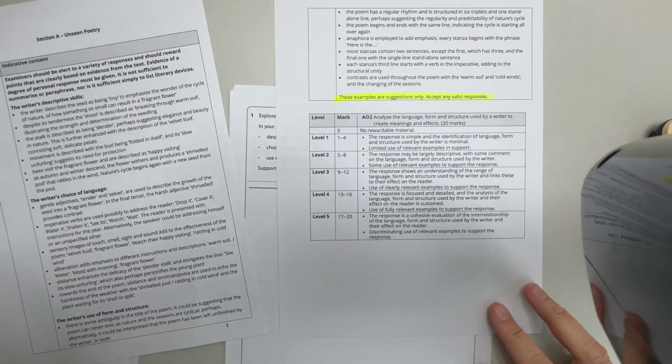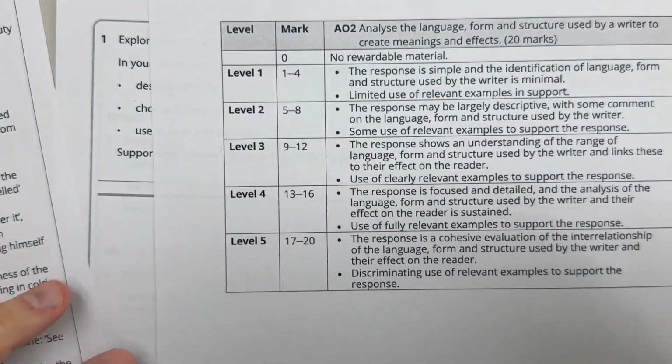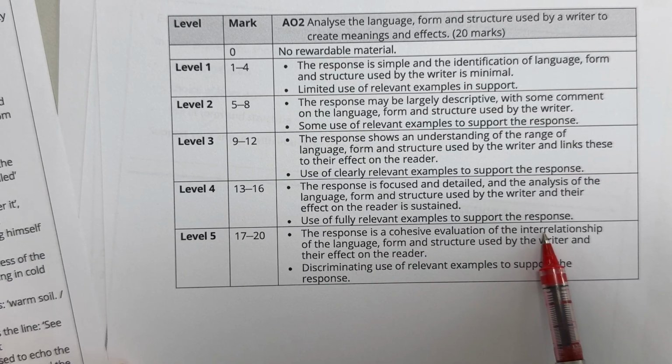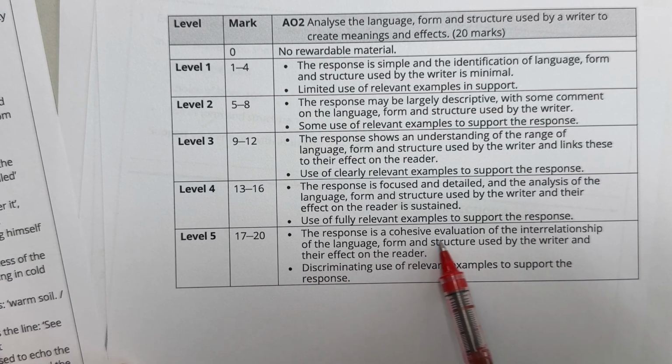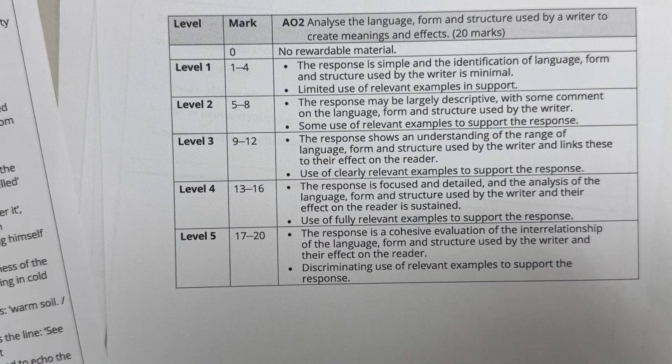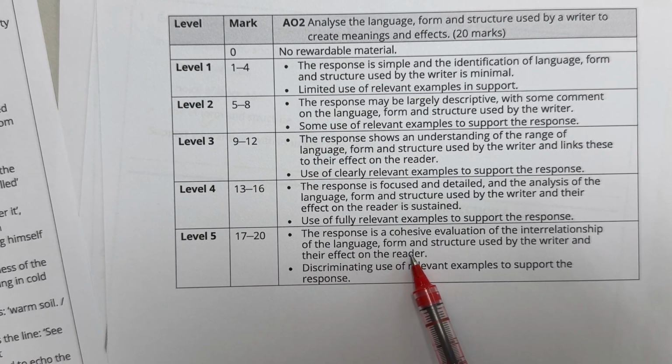And to get a level 5 on this, you are looking to write a cohesive evaluation of the interrelationship of the language, form and structure used by the writer and the effect on the reader. What does that mean? It means how is the writer able to manipulate quite cleverly between language features, structural features? How does the whole thing come together to have some kind of impact on you as the reader? How has it made you think or feel?